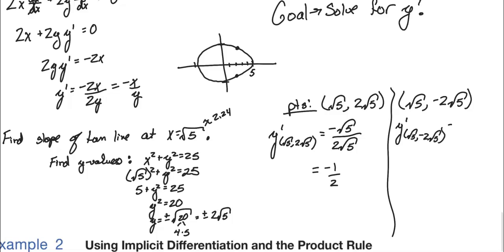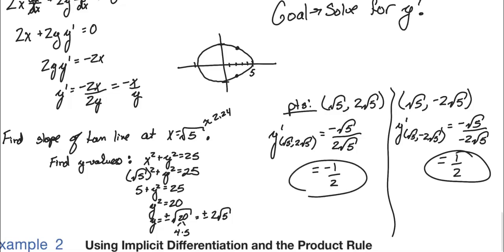And then when I plug in that other point, which is square root of 5, negative 2 square root of 5, I'm plugging in the negative of x over y. You can see how the square roots are going to cancel and the negatives are going to cancel, and that's going to give me a positive slope here. So I'm looking at this point, and you can see how that's going to be a positive slope.